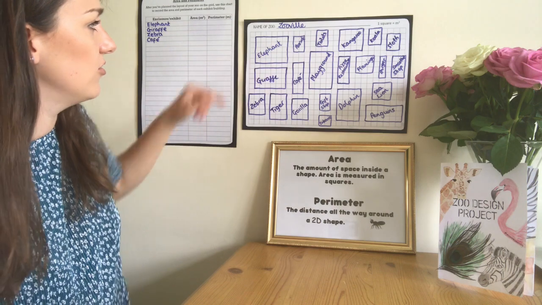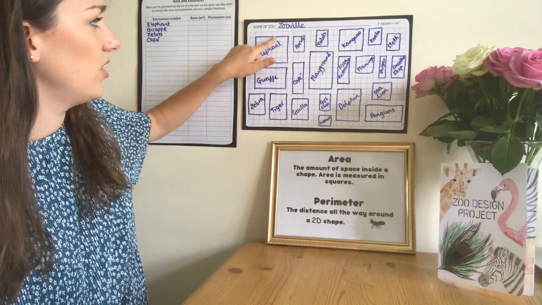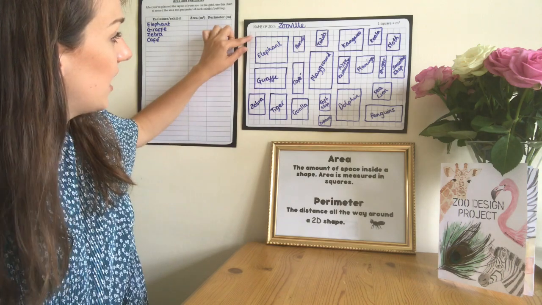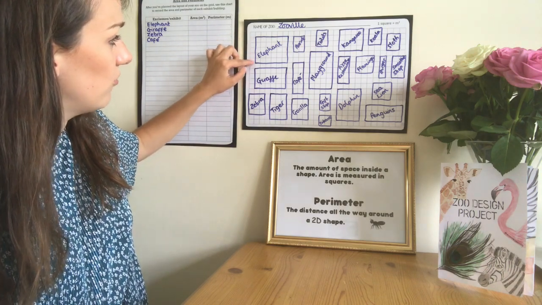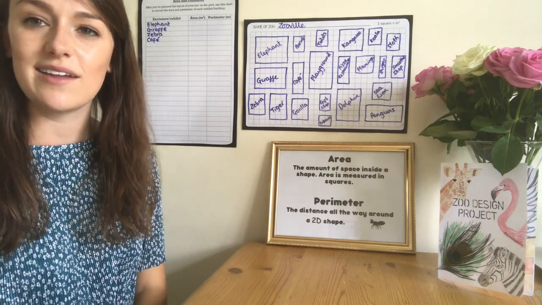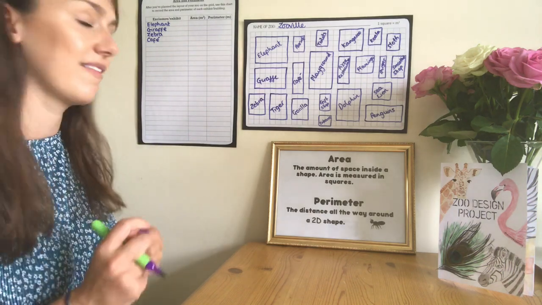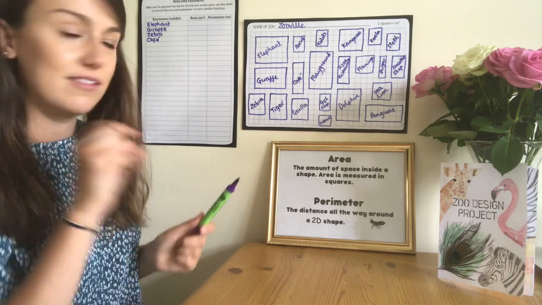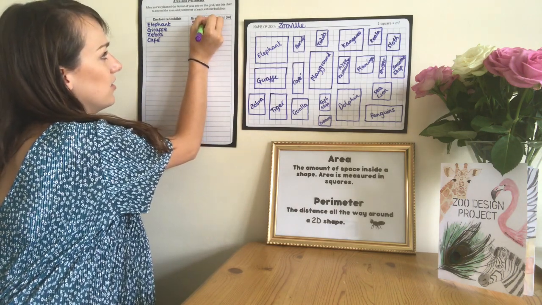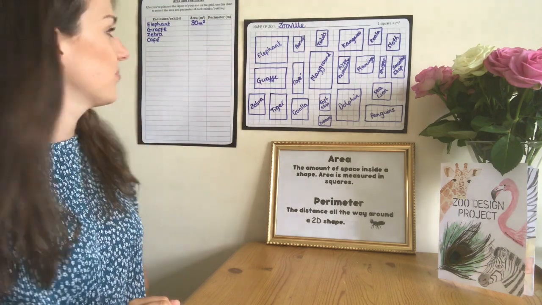So the elephant enclosure is 1, 2, 3, 4, 5, 6. So the width is 6 metres. And 1, 2, 3, 4, 5. The height of it on our design is 5 metres. So 6 times 5 is 30. So there are 30 metres squared inside the elephant enclosure. So it's 30 metres squared.